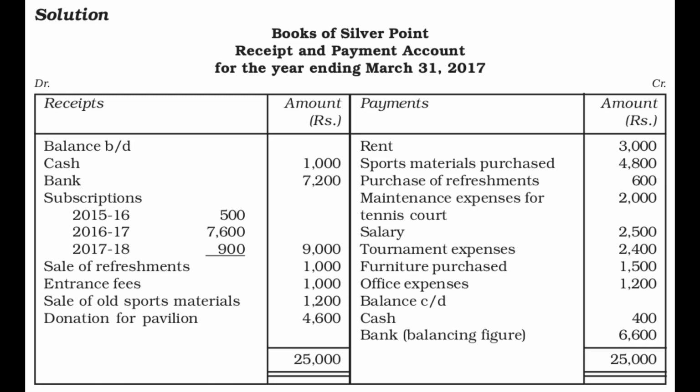Let's write the heading and draw the account. Books of Silver Point, Receipts and Payments account for the year ending March 31st, 2017. Receipts, amount, payments, amount. Let's take the different items in the question one by one.